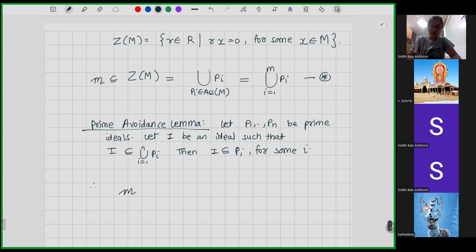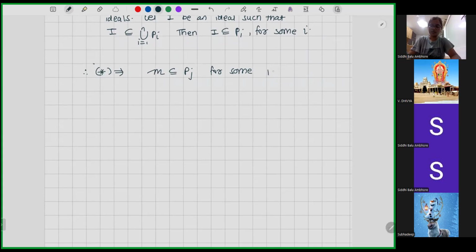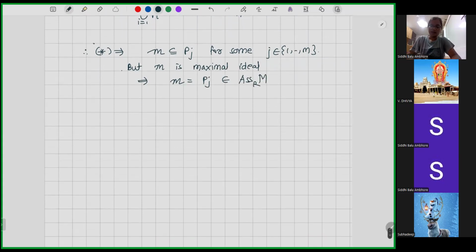J for some J in 1 to M. But M is a maximal ideal, so this implies M is P_j. But P_j is an associated prime of M over this R. This implies M is the annihilator of some x, right? Is this clear? Just the definition.